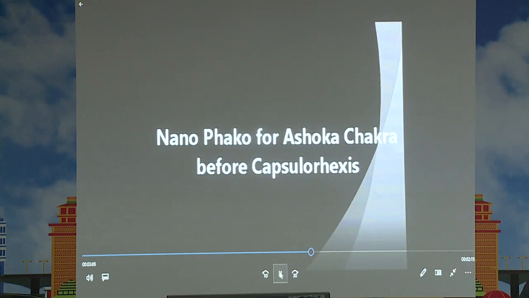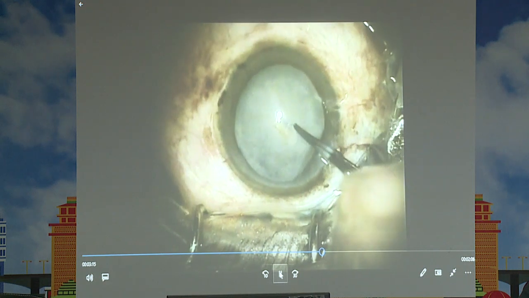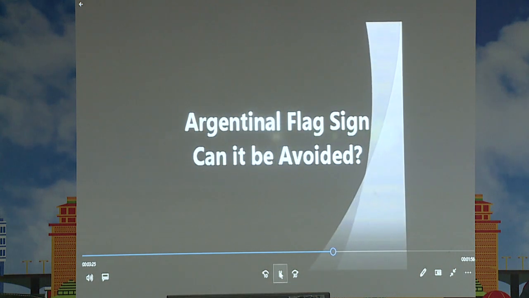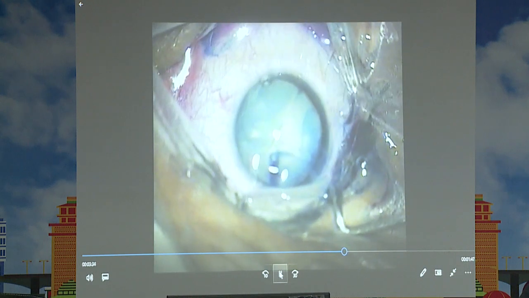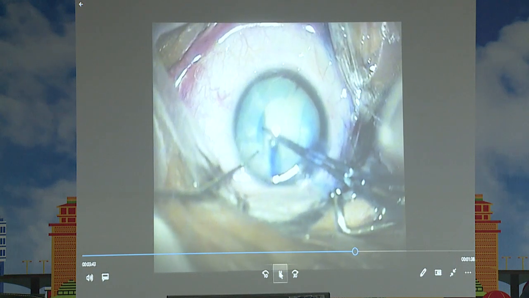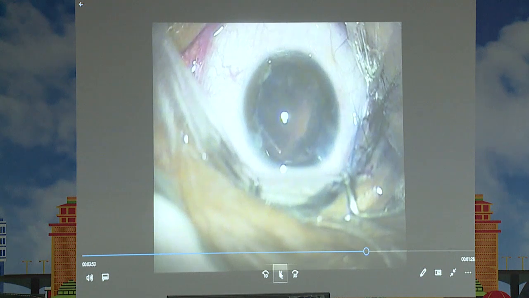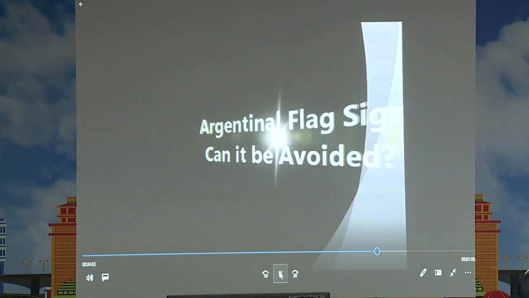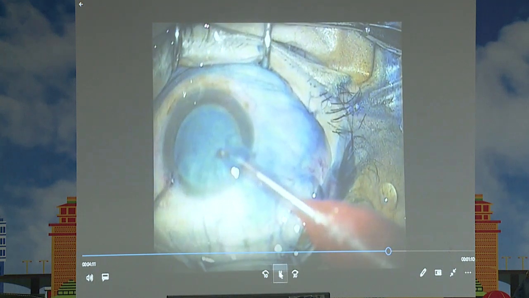Another case. Now, if you do not do it properly, then the Argentinian flag sign will happen. See, I am quite in the periphery, and then this happens. So if you're trying all these things, you have to be expert in converting all kinds of rhexis into a proper rhexis, which is not tough. I always remove my speculum and see the condition of the anterior chamber. Another case, when the Argentinian flag sign happened, again look at, I'm quite in the periphery. If you start here, it will happen.